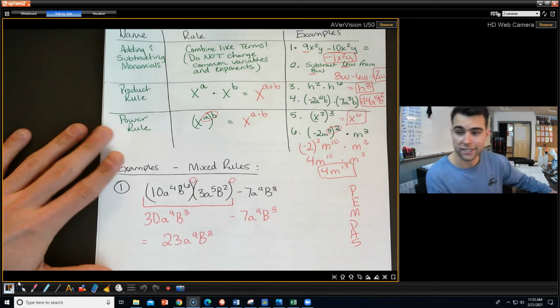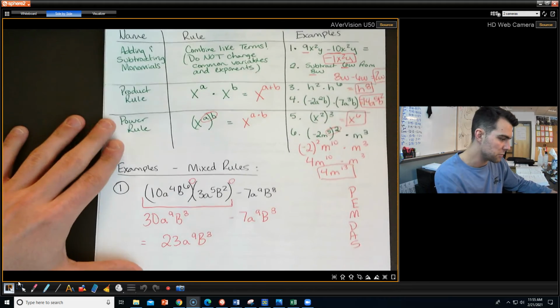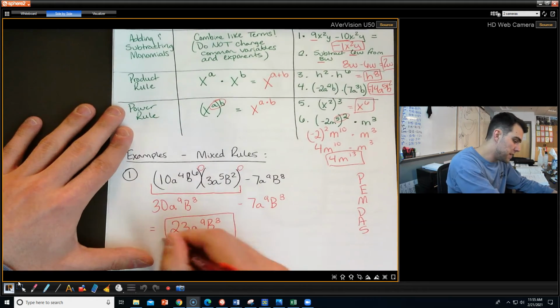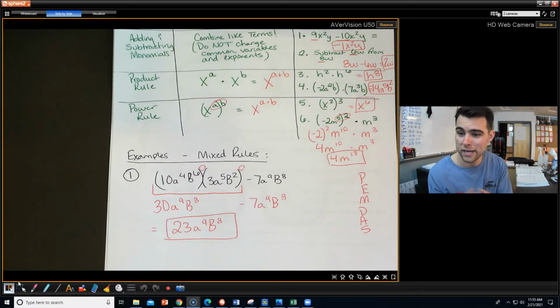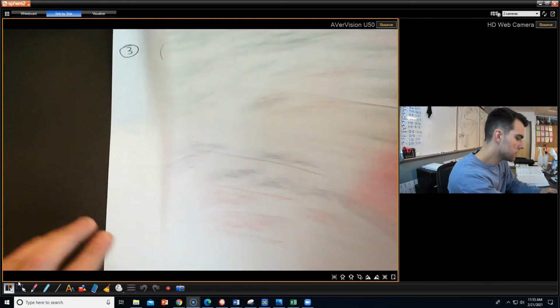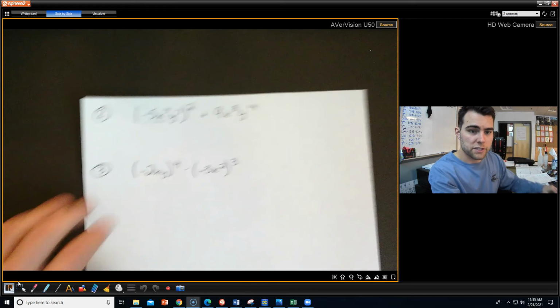Remember, adding, subtracting does not change our variables or exponents. That's what our rule tells us. Okay, so that would be our final answer. We can't do anything else with that. Okay. Let's look at 2 more. Let's look at this one above right here.